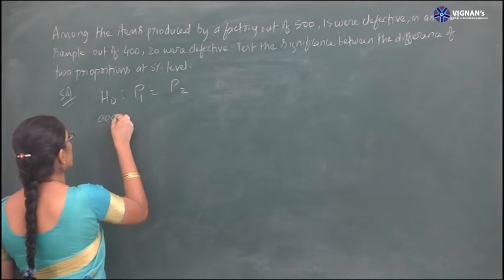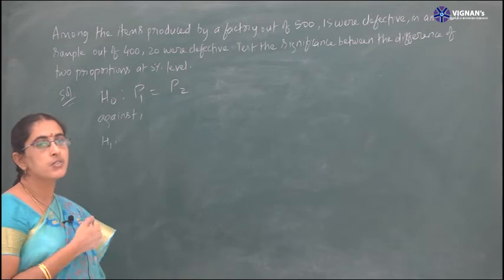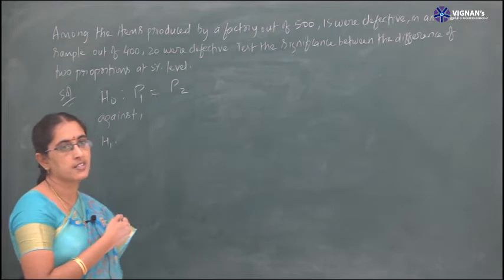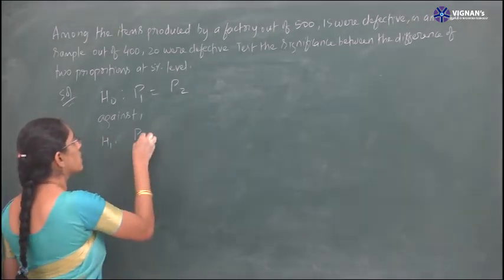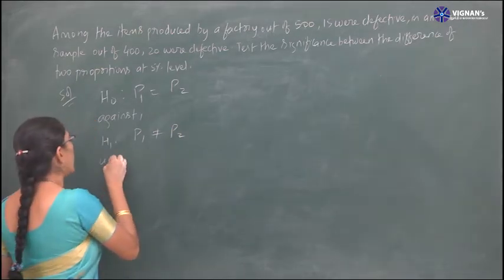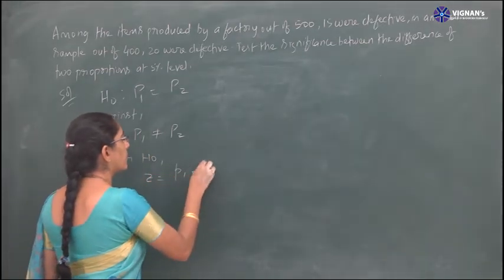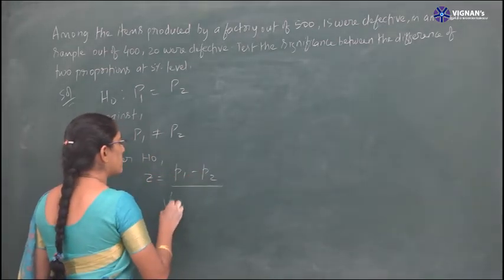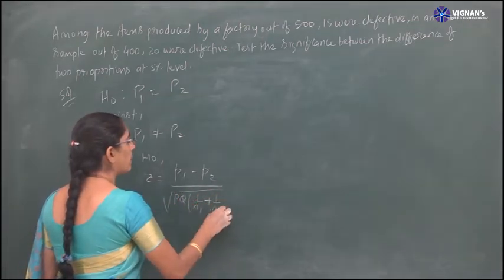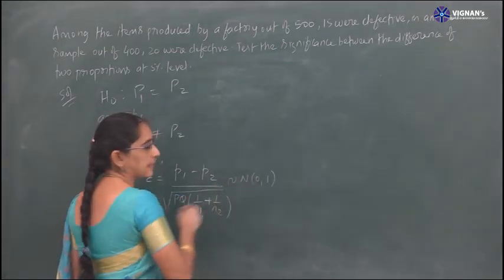Then against H1, the alternative hypothesis, here we have no comparable words, so simply they ask you to test the significant difference between the proportions. So no comparable words means here H1 will be P1 not equal to P2. Then under the null hypothesis, the test statistic is given by Z equal to small p1 minus small p2 by square root of capital P Q into 1 by n1 plus 1 by n2, where n1 and n2 are the two sample sizes here.